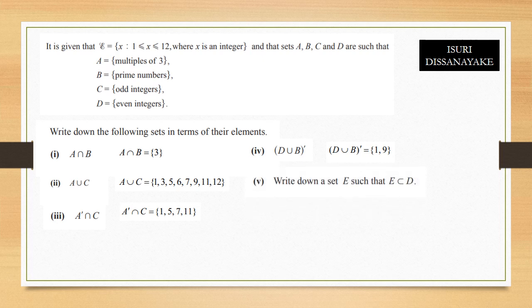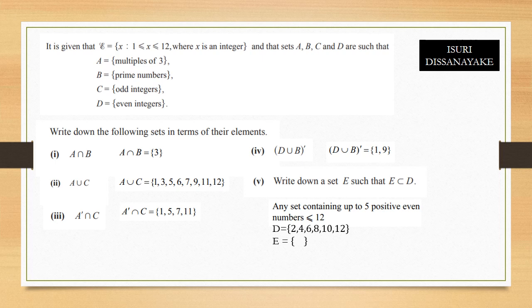And the final question is write down a set E such that E is a subset of D. So when E becomes a subset of D, E should carry all the elements of D but not everything. So E should carry most of the elements of D but not everything.